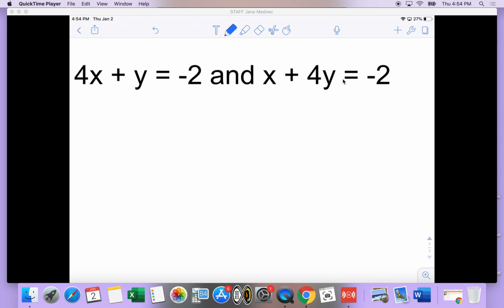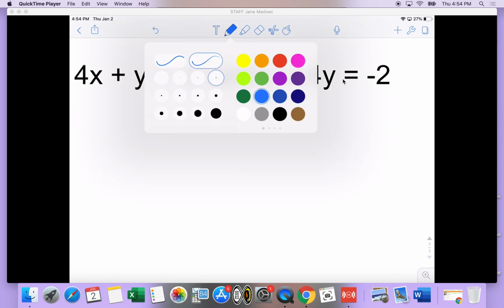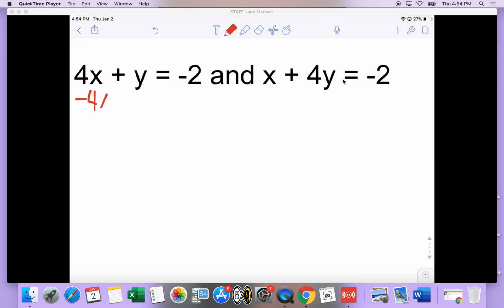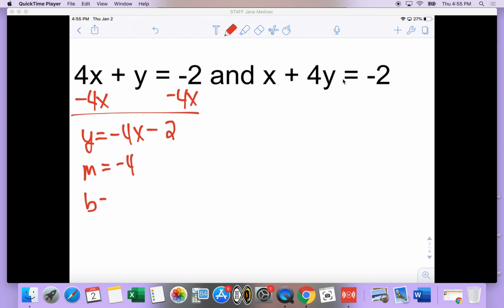You're going to notice that none of them are in slope-intercept form. So I'm going to go ahead and subtract my 4x. Y equals negative 4x minus 2. My m is negative 4. My b is negative 2. Okay, my other equation, I'm going to subtract my x. 4y equals negative x minus 2. My y is still not by itself.